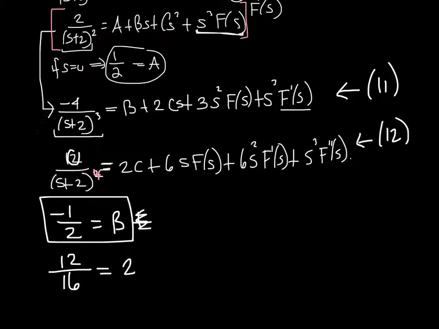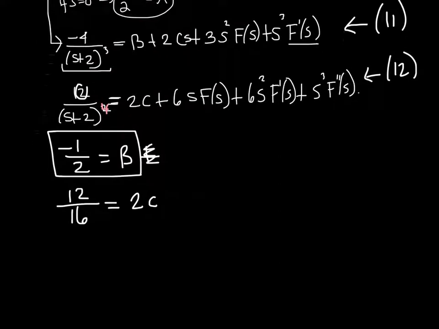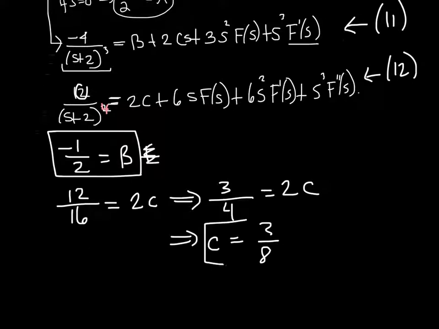And that's going to give me 2c, and then all these terms have an s factor, so it's definitely going to be 0. This is pretty easy. We can reduce this, divide by 4. So we get 3/4 is 2c. So 2 times what number is 3/4? Okay, so then our c is 3/8.